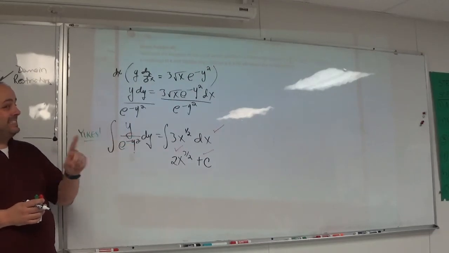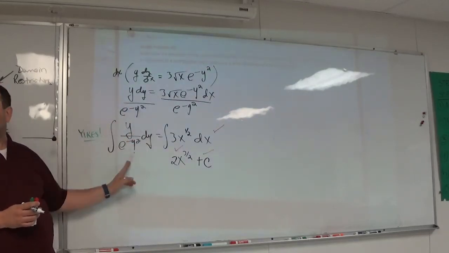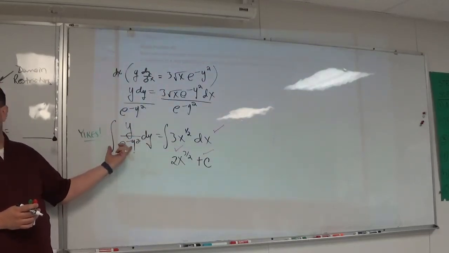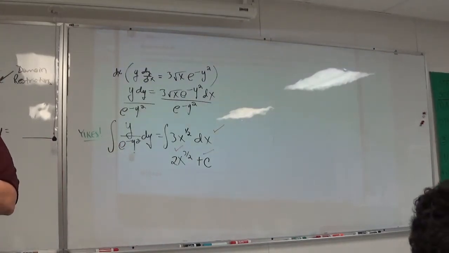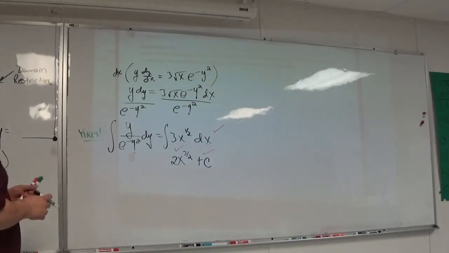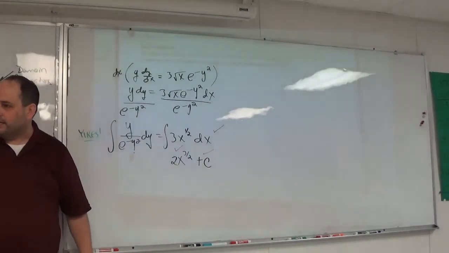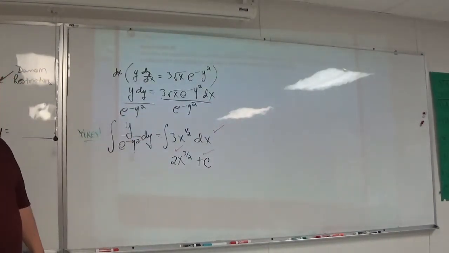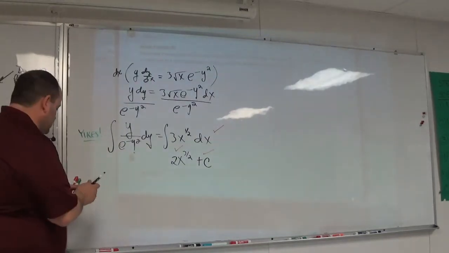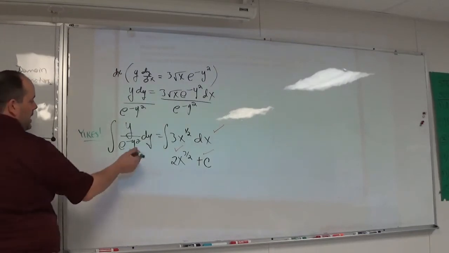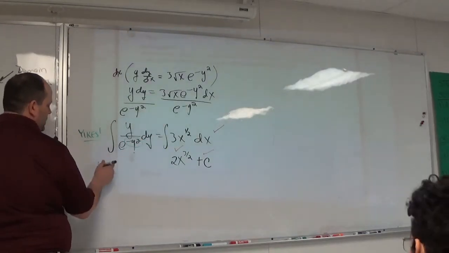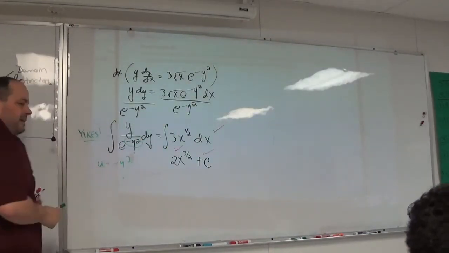And one last time, this is really scary, right? There's all this stuff going on. But that's the clue. The uglier it is, the more likely substitution. So what's the baby? E to the negative y squared. I'm going to go with this guy here. So u is negative y squared.